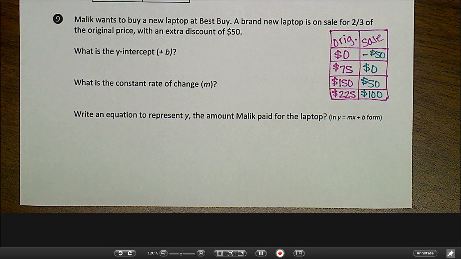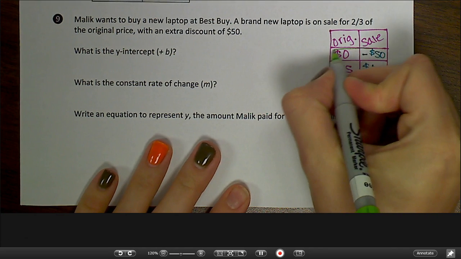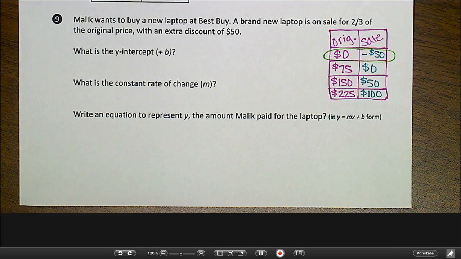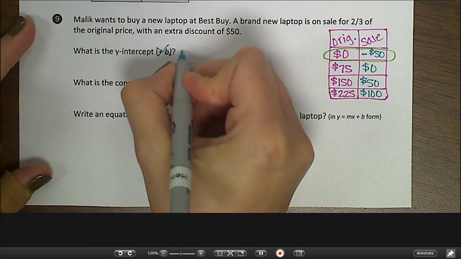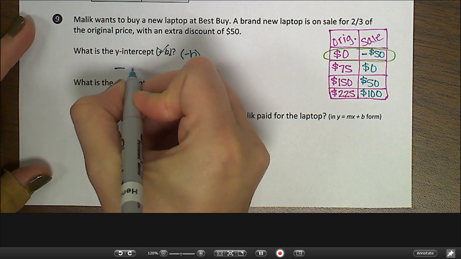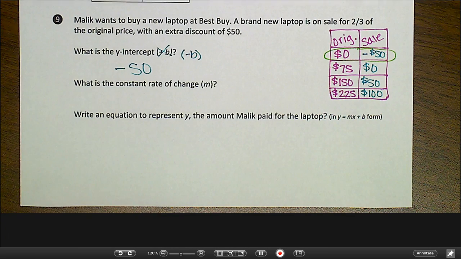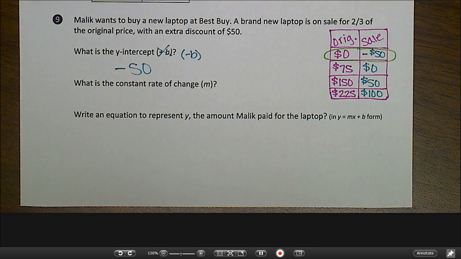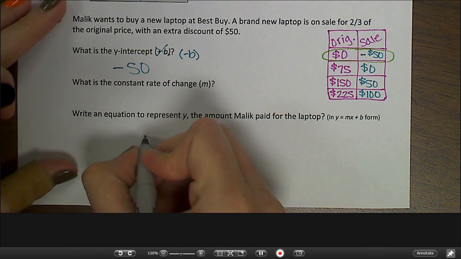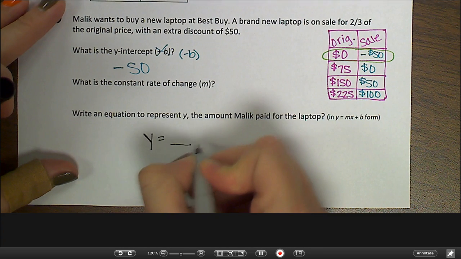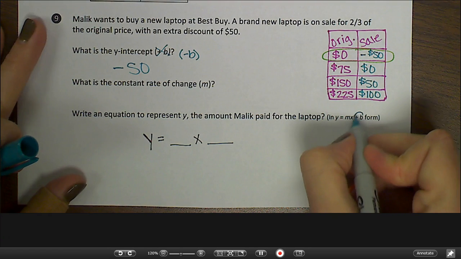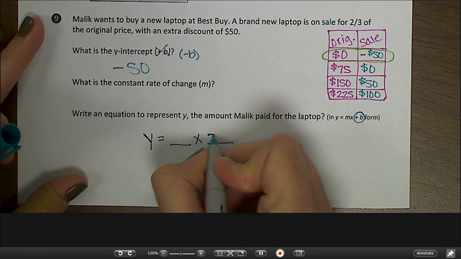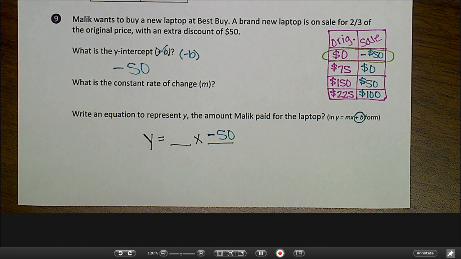So the y-intercept is whatever y is when x is 0. So here x is 0. That's why we took it all the way back to 0. So my y-intercept is not actually going to be a plus b, it's going to be a minus b. So minus $50, or negative 50, is my y-intercept. So I already know, when I'm looking down here to write my equation, y equals something x something, that this part right here, the y-intercept, is going to be minus 50. So I'm halfway done now with this problem.